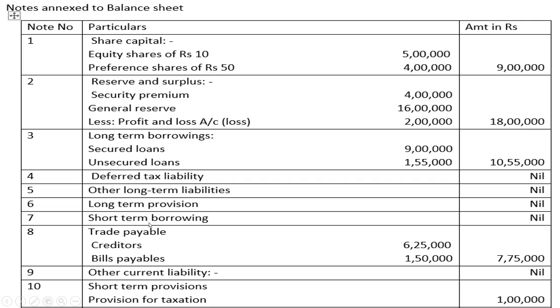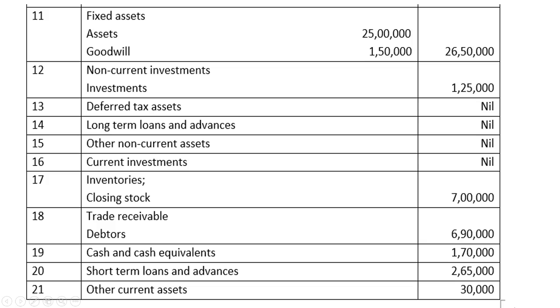And note number 7 short-term borrowings, that is also nil. And note number 8 is trade payables. There are two items: creditors 6 lakh 25,000 and bills payable 1 lakh 50,000. The total is 7 lakh 75,000. And note number 9 other current liabilities, that is also nil. Note number 10 short-term provision for taxation 1 lakh.